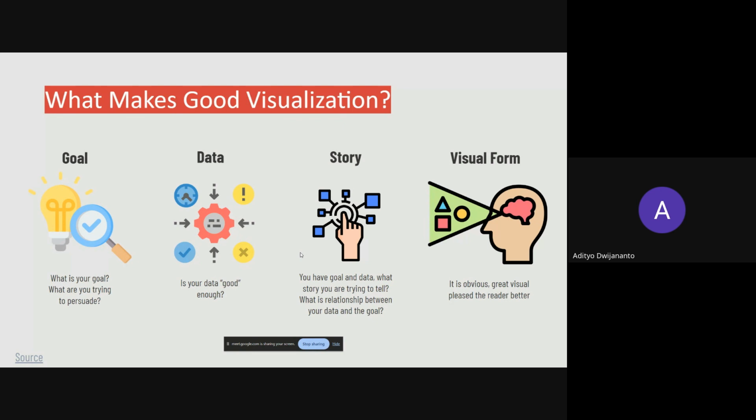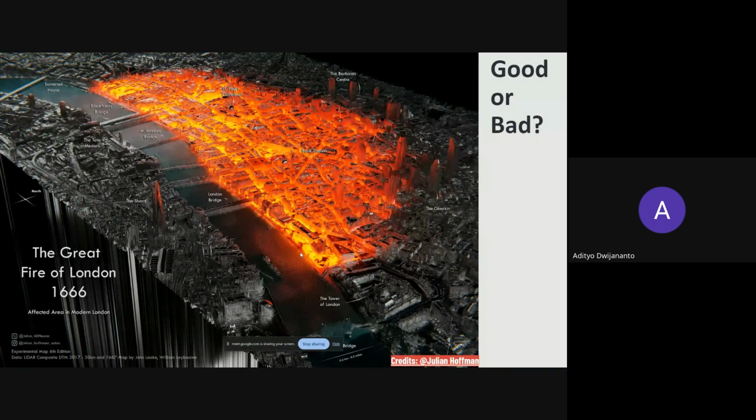And then the last part is the visual form. It's obvious that a great visual pleases the reader better. So let's go to the next slide and take a look at this example. This is from Julian Hoffman on Twitter. He created the Great Fire of London, but using the current or modern dataset in London. The goal that he is trying to convey is to visualize the impact of the Great Fire of 1666, overlaid with the building data of the actual condition in London.